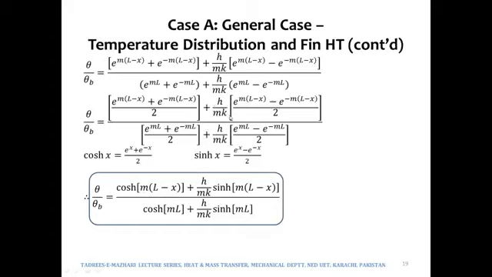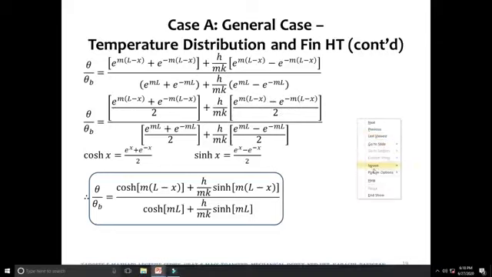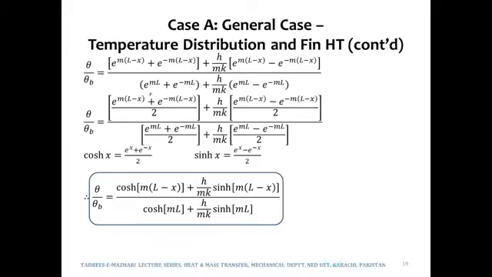plus h over mk, this thing, and the only difference between this one and this one is the negative and positive sign in between the two. Over here we had this positive sign, and over here we have this negative sign, and that is the only difference between cos hyperbolic x and sine hyperbolic x.